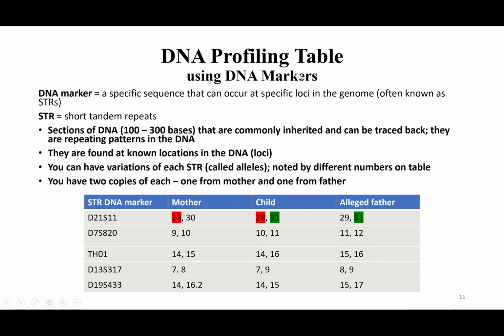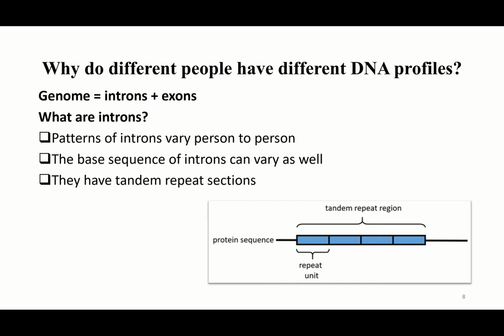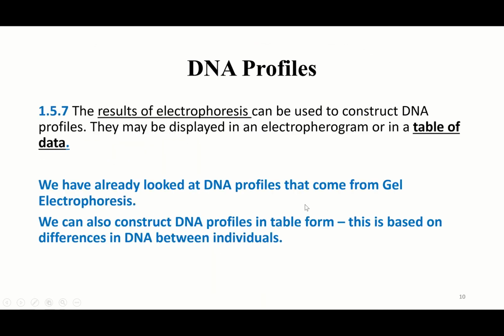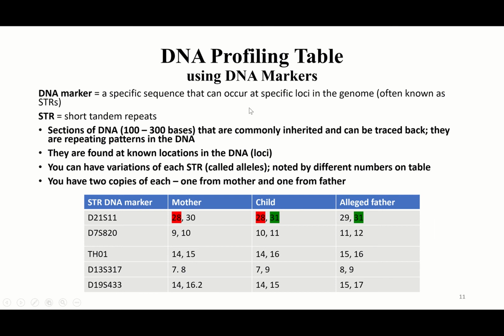Now, we have learned about the result of gel electrophoresis. This is what you get at the end of gel electrophoresis. You have bands of cut up DNA segments. And this is using the VNTRs. But with these DNA profiles, we're using the STRs.